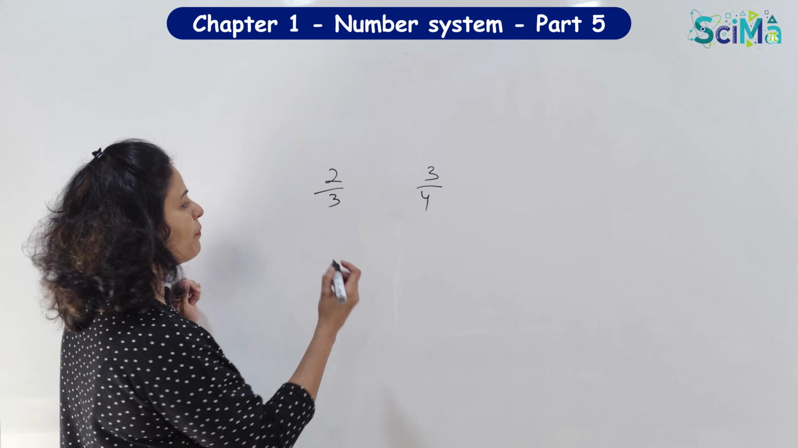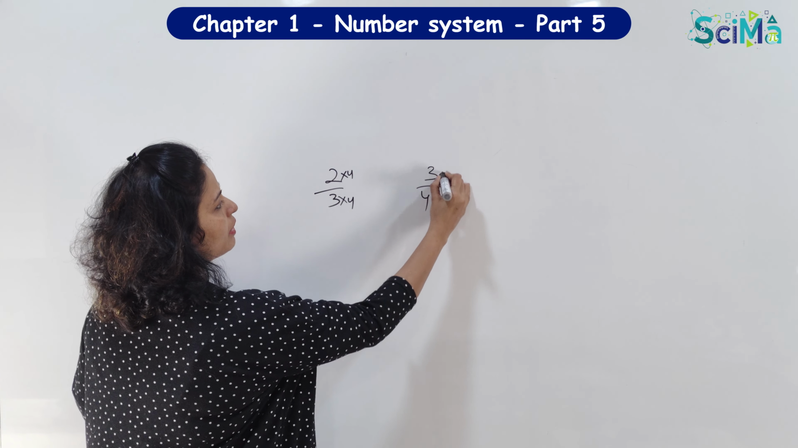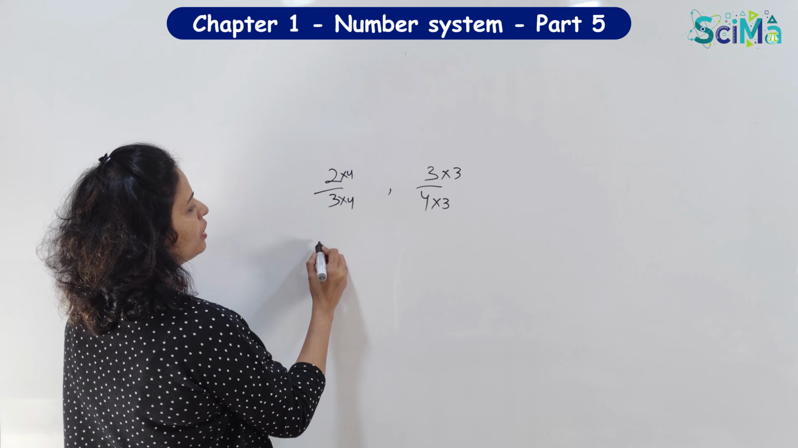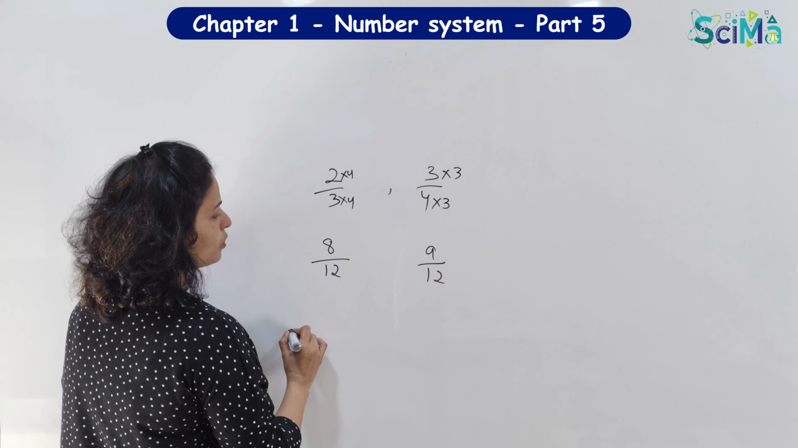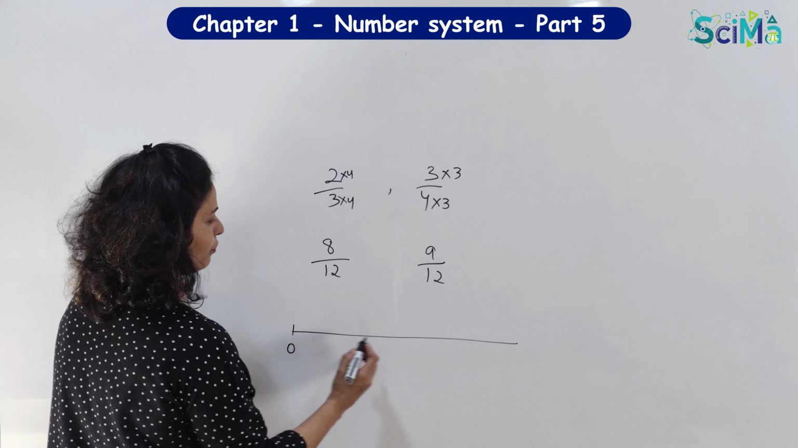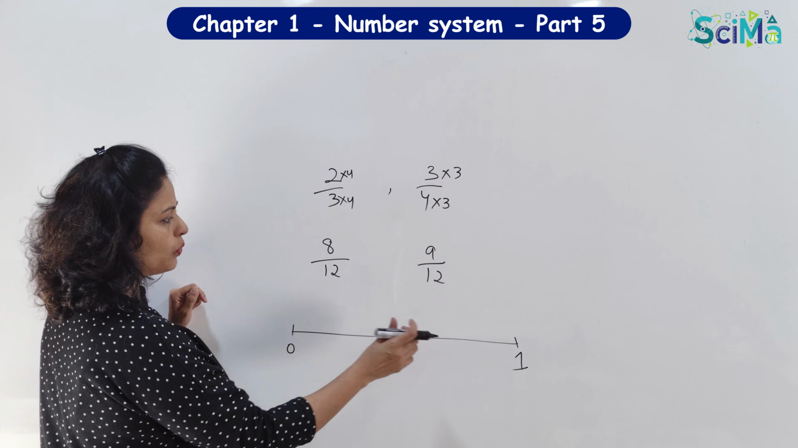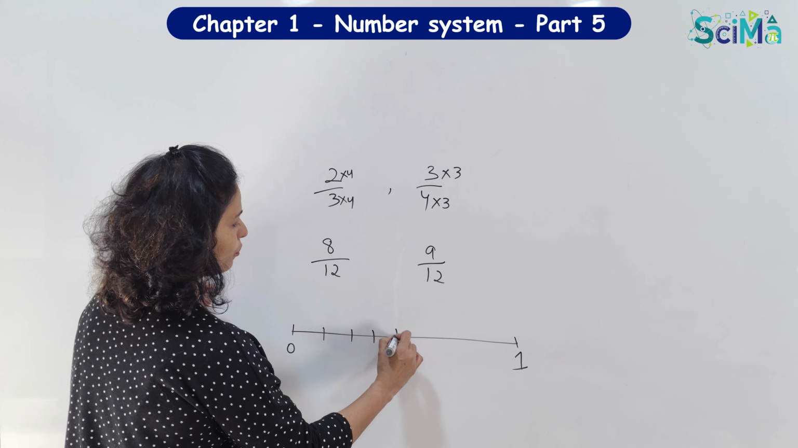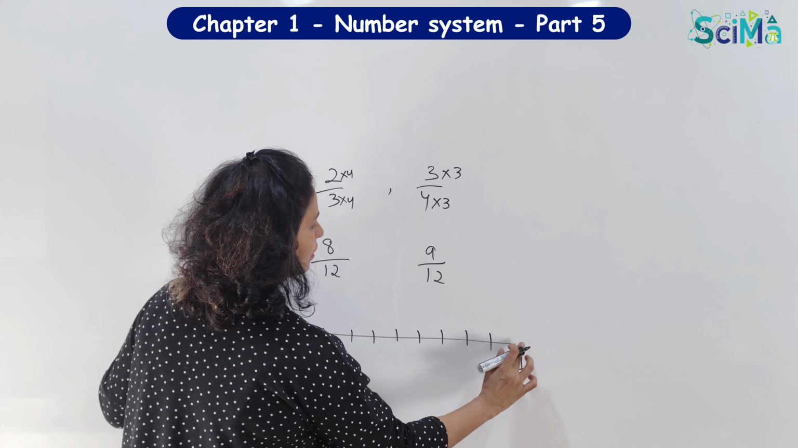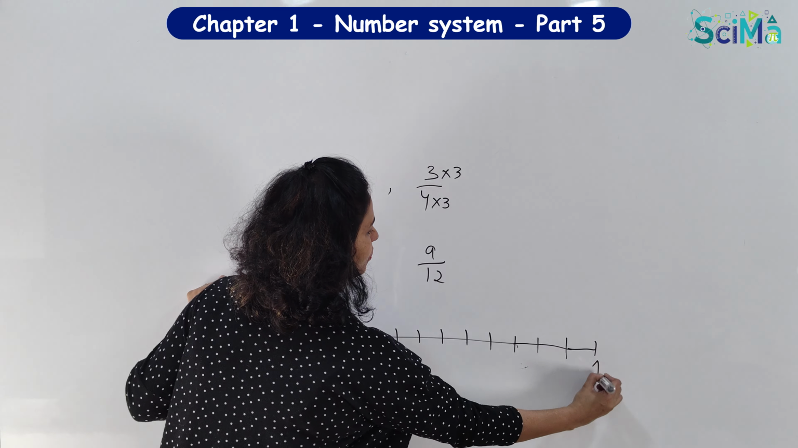Make the denominators the same. So here I multiply by 4, and here I multiply by 3. So here I get 8 by 12 and here I get 9 by 12. Now I can represent them on the number line. Since they are proper fractions, they will lie between 0 and 1. Divide into 12 equal parts: 1, 2, 3, 4, 5, 6, 7, 8, 9, 10, 11, 12.